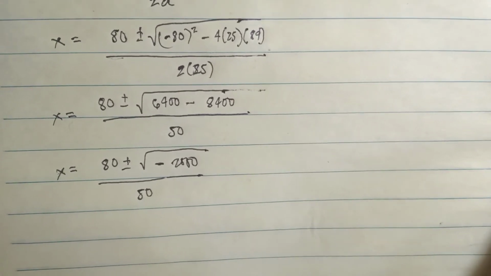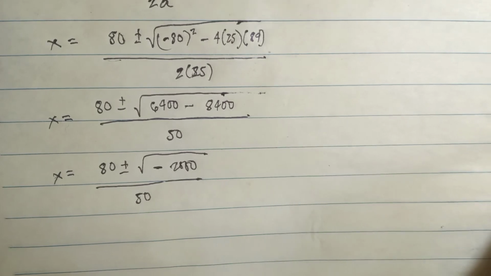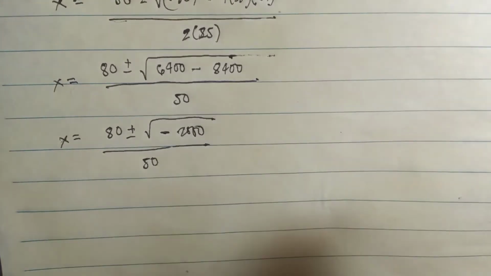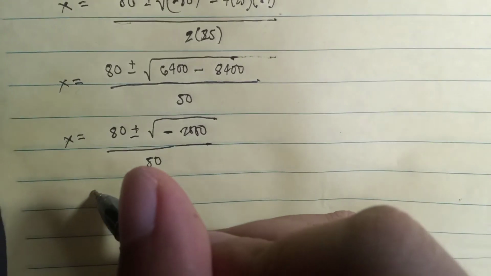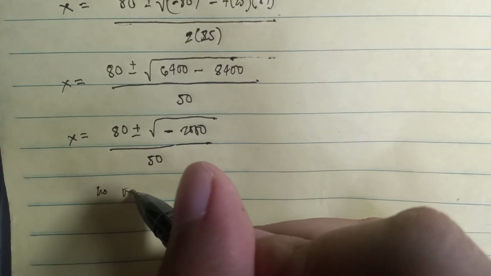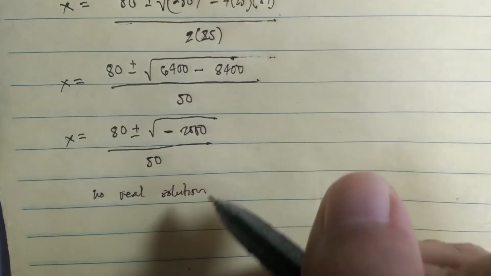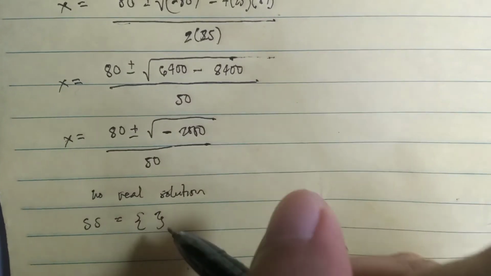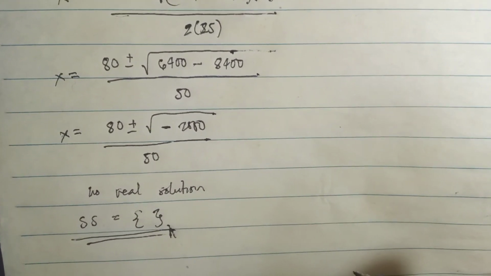Now in the set of real numbers, we cannot have a negative square root. So there will be no real solution. We can write our solution set as a null set. So our solution set is a null set.